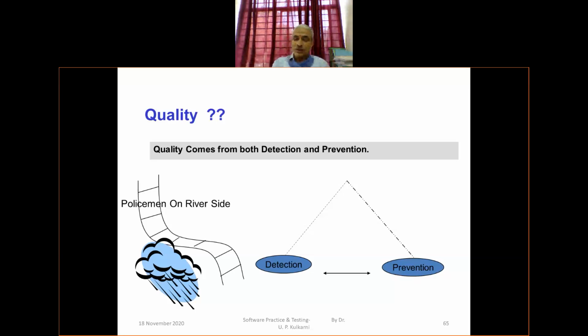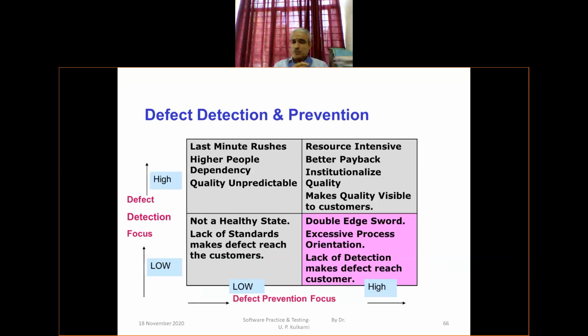These are the two important things that will influence the product. Quality comes from both. Both detection and prevention are required. Right? The different dimensions of that, I will share with you. Now look at this one, right? We have a very interesting thing. When we go heavily for prevention, it is heavy process oriented things.